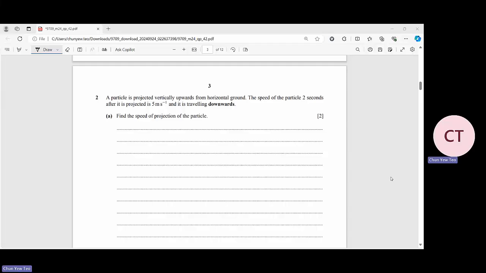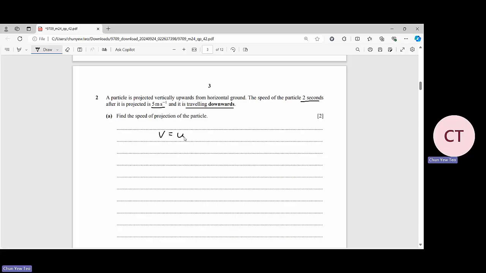Okay, now we take a look at question number 2. A particle is projected vertically upward from a horizontal ground. The speed of the particle 2 seconds after its projection is 5 meters per second and it is traveling downward. Okay, so after 2 seconds it's going downward, but with the speed of 5 meters per second. So we want to find the speed of projection of the particle.